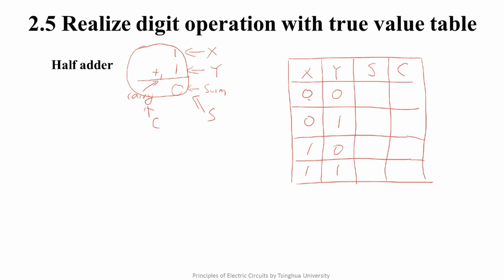If x, y are both 0, then s is 0 and c is 0. If x is 0 and y is 1, then s is 1 and c is 0. If x is 1 and y is 0, then s is 1 and c is 0. If x is 1 and y is 1, then s is 0 and c is 1.